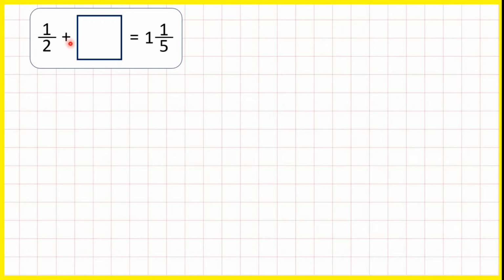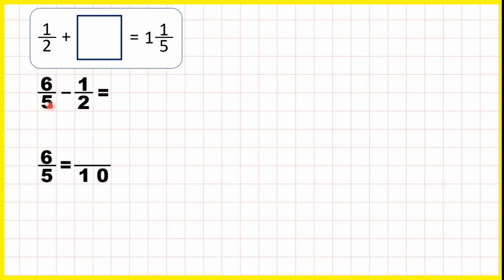And with addition, if there's a number missing, we always use subtraction to find our missing number. So we need to take 1 1/5 and subtract 1/2. Now as an improper fraction, 1 1/5 is 6/5. We're subtracting 1/2, but to subtract fractions, we need our denominators to be the same.